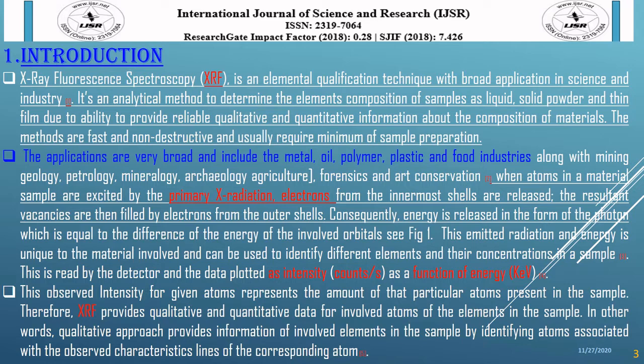When atoms in a material sample are excited by primary X-ray radiation, electrons from the inner shells are ejected. The resultant vacancies are then filled by electrons from the outer shell. Consequently, the energy emitted is equal to the difference between these two levels, as shown in figure 1.